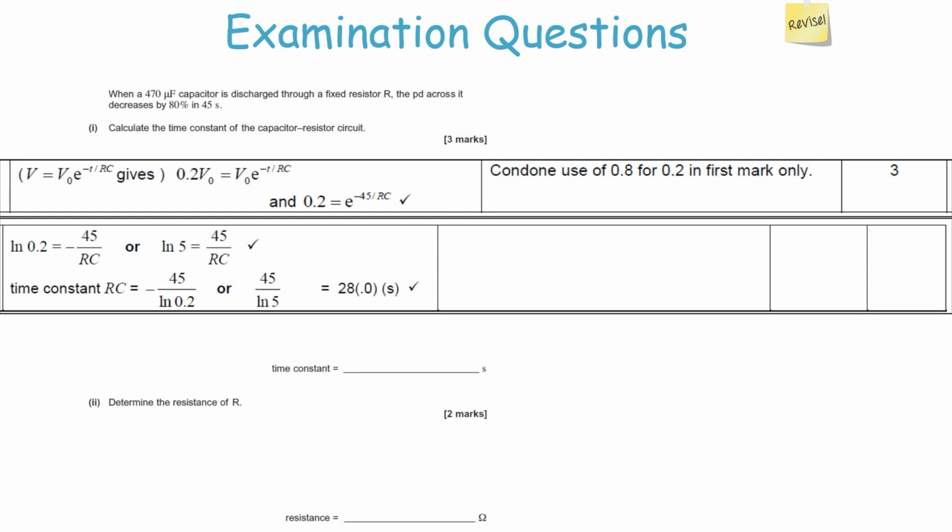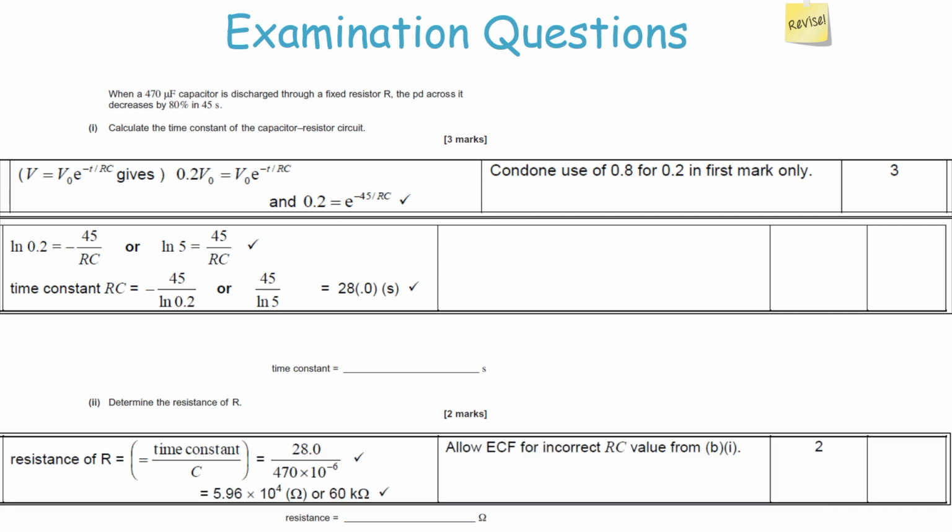Now determine the resistance of R. Well, we've already been told in the question that the capacitance of the capacitor is 470 microfarads, so 470 times 10 to the minus 6. So we know that T, the time constant, is equal to RC, so therefore R is equal to the time constant over C, so it's that value you worked out previously, 28, divided by 470 times 10 to the minus 6. Remember, we've converted our micro into times 10 to the minus 6, so we get 5.96 times 10 to the 4, or 60 kilo ohms.